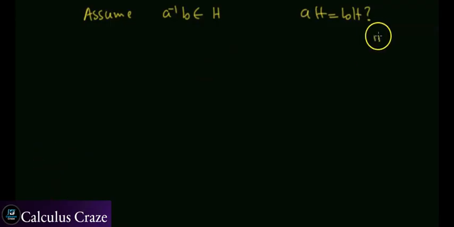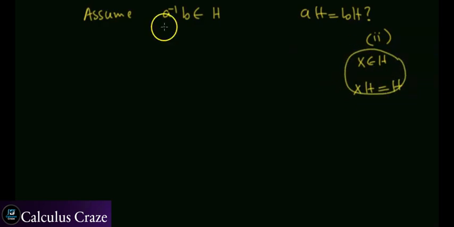Okay, property number 2. Property number 2 says that if an element X is inside H, then XH is the same as H. So if I take this whole element A inverse B as X and X is inside H, then my XH must be H.